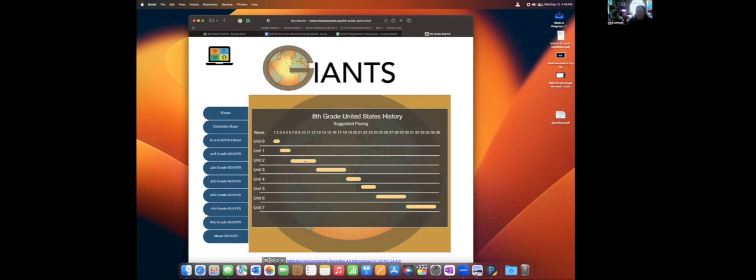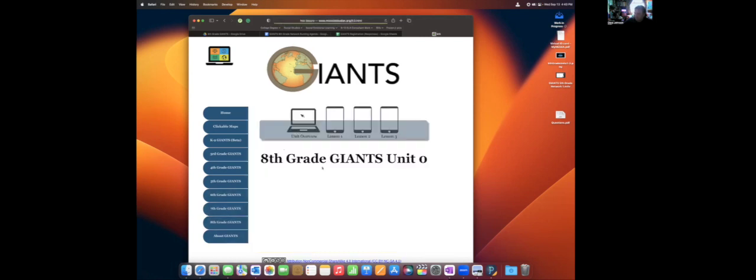So we will always in these units talk about places where you can cut if you need to. We won't tonight because these are fairly short units. So anyway, this pacing view shows you that rough map of how long each unit should be. And then each unit has its own individual landing page.